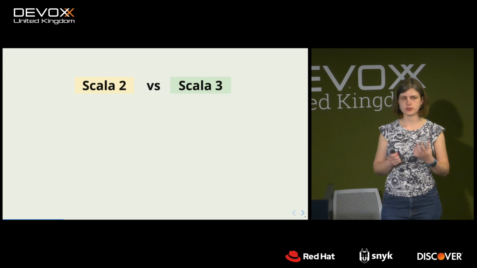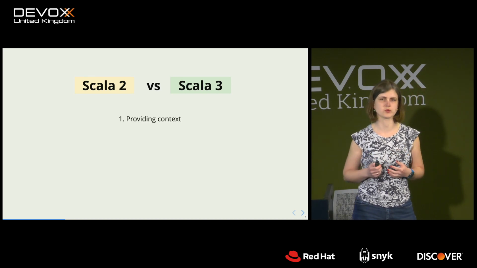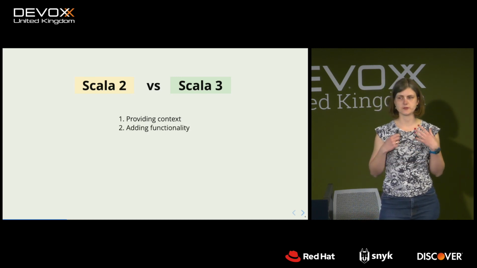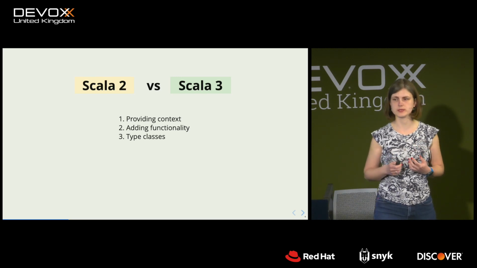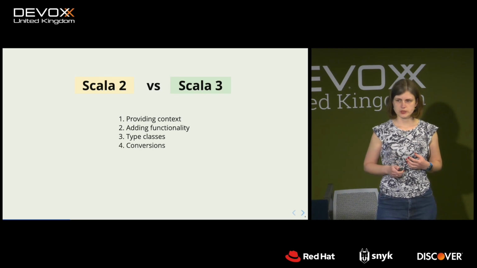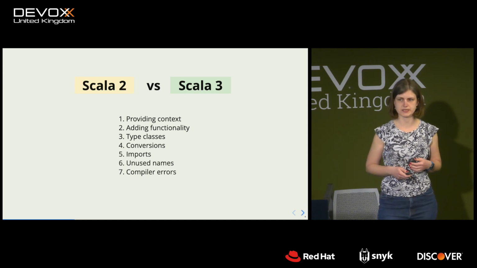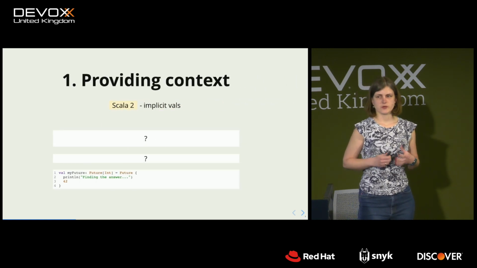I have prepared 7 use cases, which in my opinion are the most important or most widely used. The first one is providing context, then adding functionality to your types, defining type classes and why we might use them, providing implicit conversions, and then a couple of words about imports, unused names, and compiler errors. So let's start with providing context.